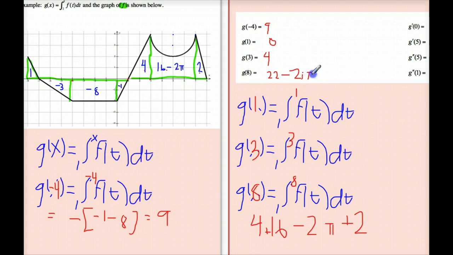Good. So this isn't necessarily anything new. All we're really doing is, sorry, that's a pi right there. Let me undo that. Let's delete this entire section. And if I rewrite this, we get 22 minus 2 pi. Okay, yeah, that's a pi right there.